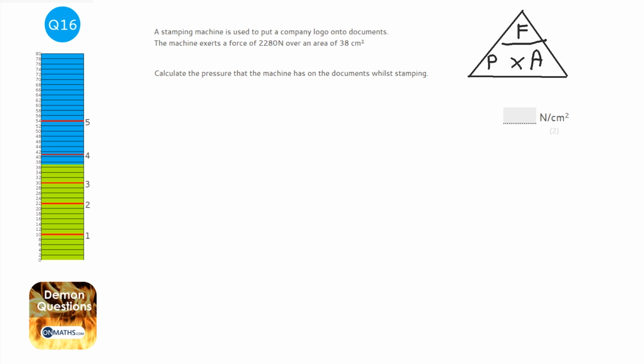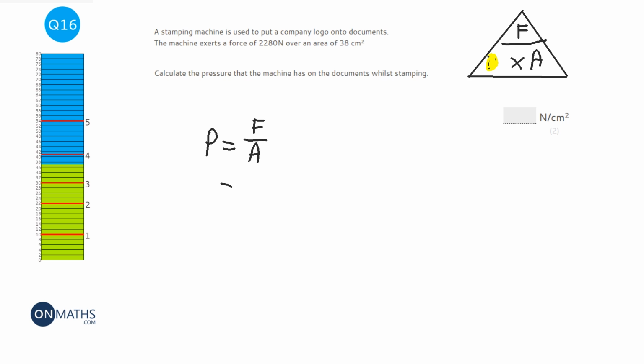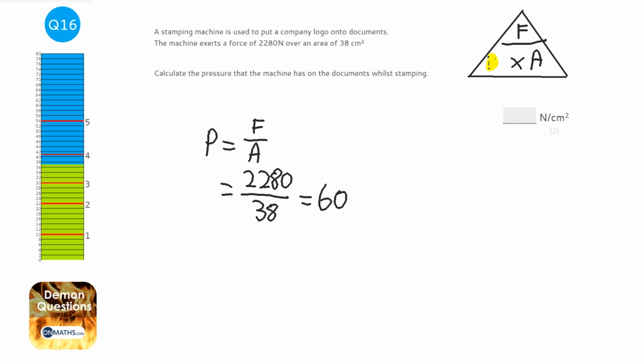So if we're asked to find the pressure, so we cover up pressure on the triangle, we cover that up, and it says that it's force divided by area. And it says that the force is 2280 newtons and the area is 38. So we get our calculator out, 2280 divided by 38, and I get the answer of 60.